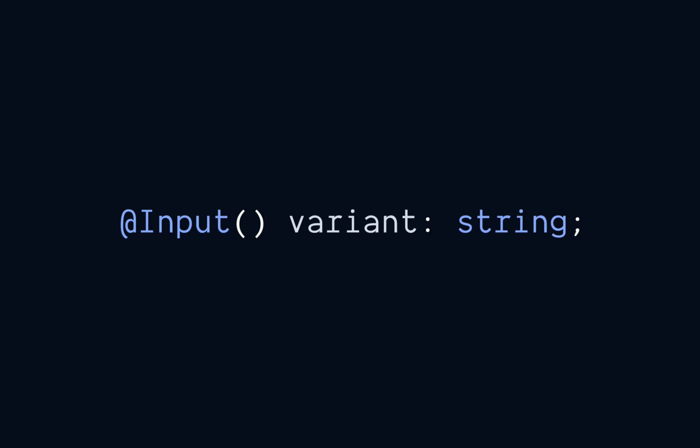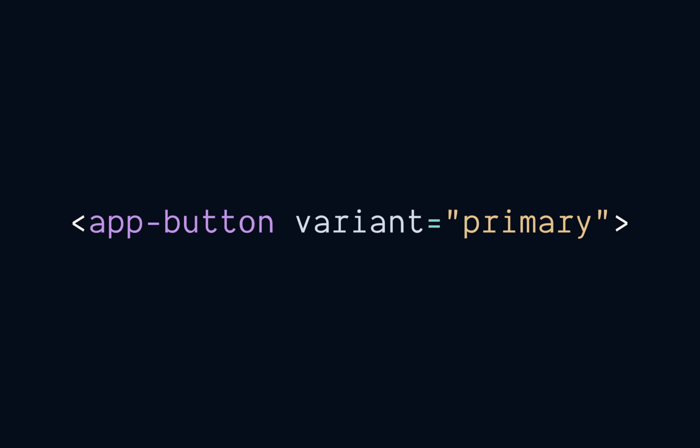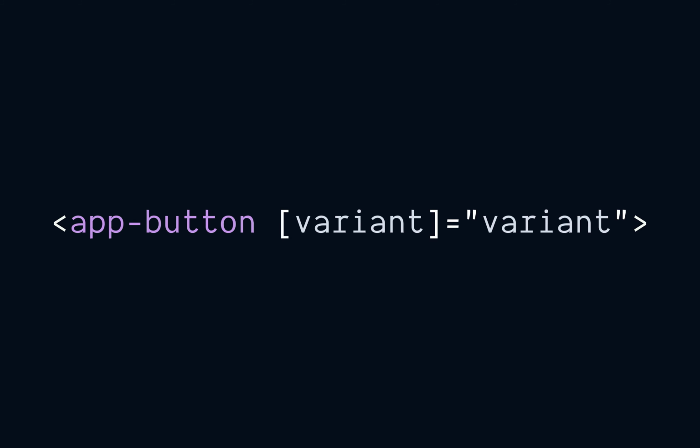Angular provides us with inputs to pass values to components. To define these, we use the input decorator on properties within the class. To pass data to a component, we can use an attribute with the same name as the input property and provide it with a string value. Alternatively, we can use the binding syntax if we want to pass in a variable or an expression.